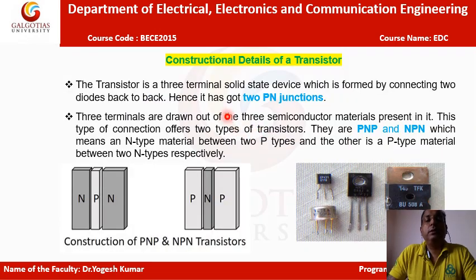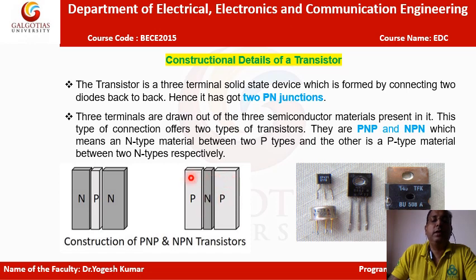Now let's have a look at the construction details of a transistor. The transistor is a three-terminal solid state device which is formed by connecting two diodes back to back. Hence it is called a two PN junction device. Suppose we have one N-type material and one P-type material. Then we connect one other N-type material, so in this version we get an NPN transistor. If we have the P-type material on the left-hand side and the N-type material next to it, that is the single PN junction diode, then we connect one other P-type semiconductor opposite of this. So in this version we get another type of transistor, that is the PNP transistor. So we get two types of transistor: one is the NPN and one is the PNP transistor.